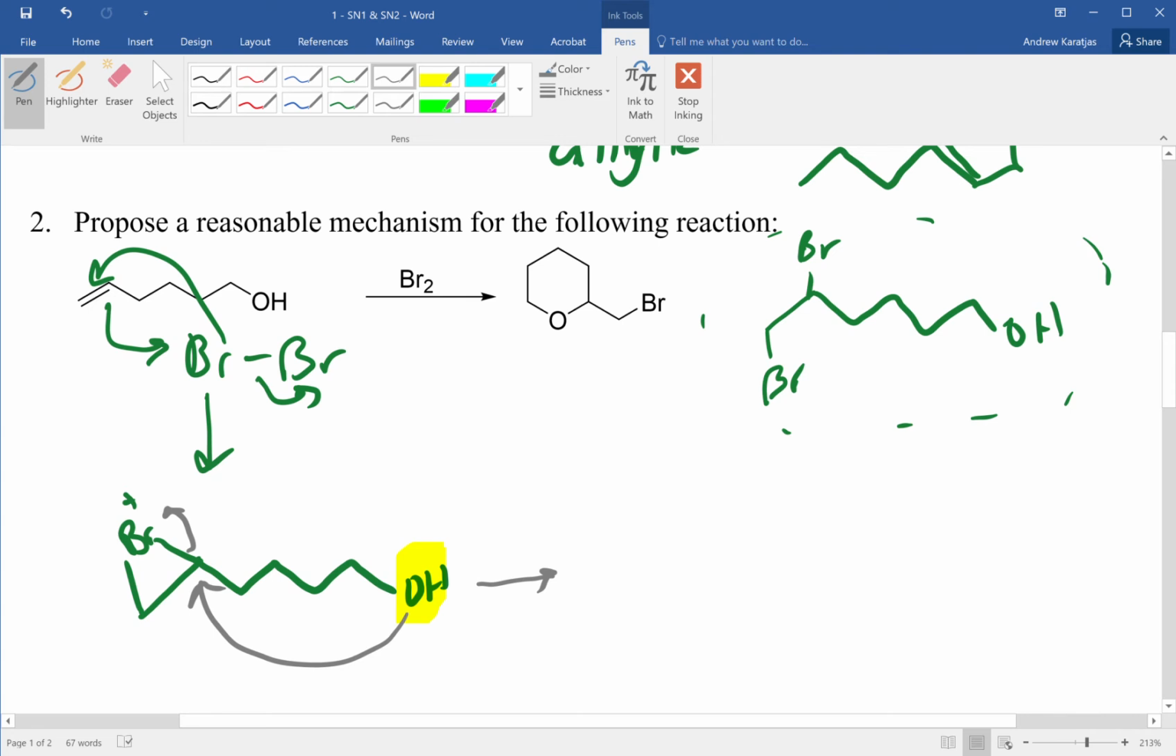Now we can probably see that this is going to form a ring. We just might not be able to see here yet what the ring is going to look like. So one of the things I often suggest doing in these kinds of situations, it helps us to see what this is going to look like, is let's redraw this compound exactly the way that it was.